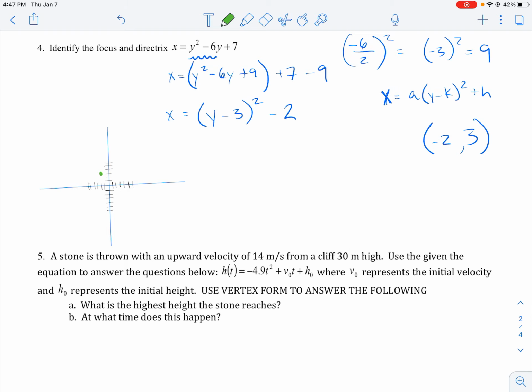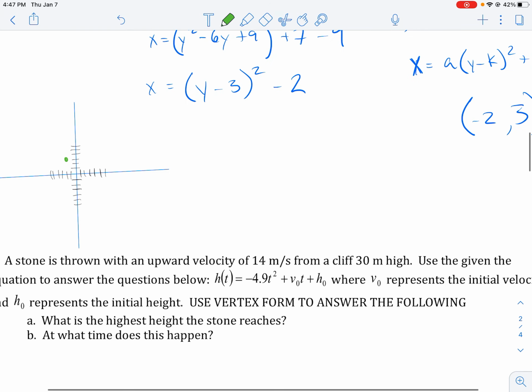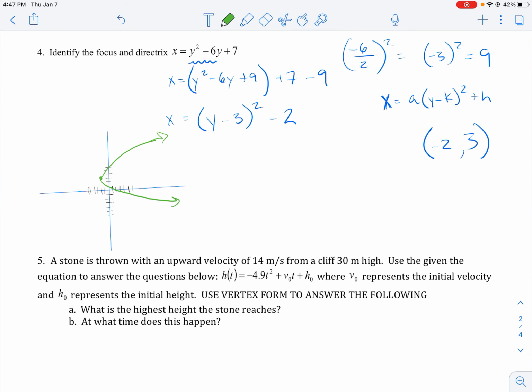Okay, and so we're going to be facing to the right. Again, we just have that a value of 1, so I know my p value is just going to be 0.25, but instead of moving up and down the y-axis, we're moving left and right along the x-axis. So our focus is going to be, I'm going to move to the right, so it's going to be somewhere, let me get a different color, somewhere here. Where's my point?